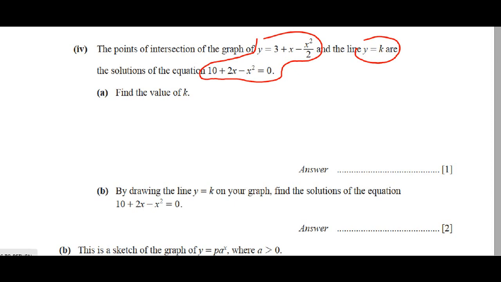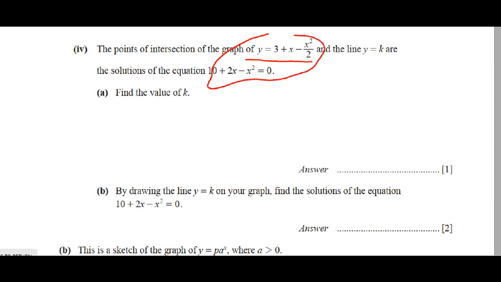By looking at these two equations, we can tell that x square can be eliminated, and hopefully x will get eliminated as well, and we'll get something like y equals 3, and that 3 will be our k. So let's see how we proceed from here. Make x square the subject over here and here as well.